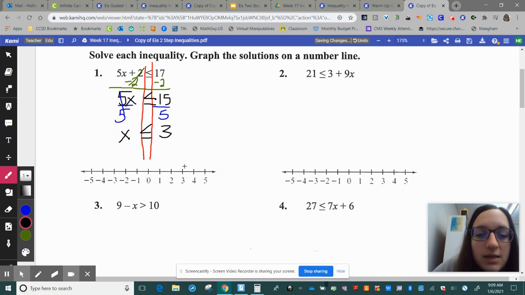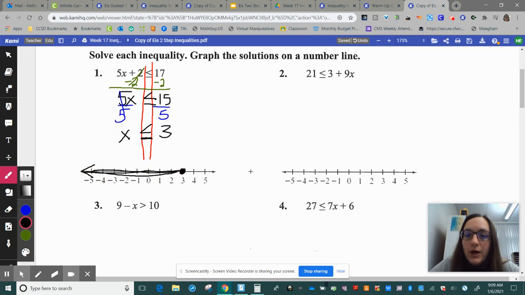So from there, we have a dot at 3. See how it has that or equal to line underneath? So we know it's a solid dot at 3. And then we can check 0. Is 0 less than or equal to 3? Yes, it is. 0 is smaller than 3, so our line goes this way. Good to go.